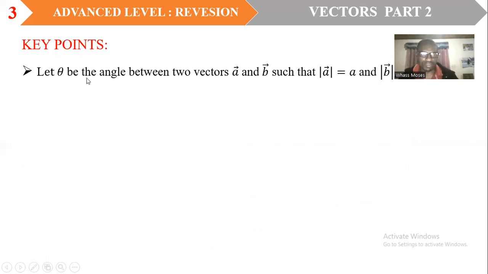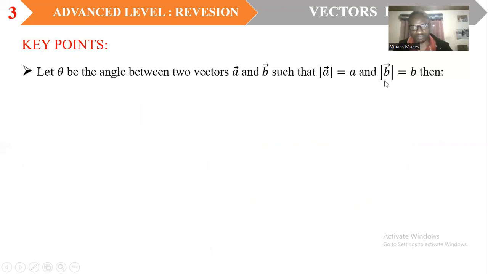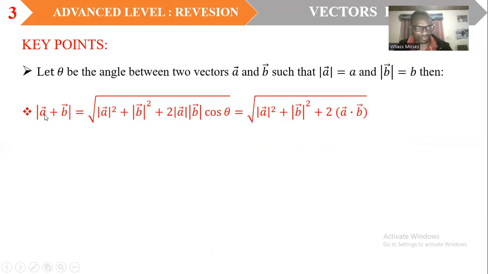Next point. Let theta be the angle between two vectors A and B such that the magnitude of vector A is equal to a and the magnitude of vector B is equal to b. Then the magnitude of vector A plus B will be equal to the square root of the magnitude of A squared plus the magnitude of B squared plus 2 times the magnitude of A times the magnitude of B times the cosine of theta. This formula is also equivalent to the square root of the magnitude of A squared plus the magnitude of vector B squared plus 2 times the dot product of A and B.